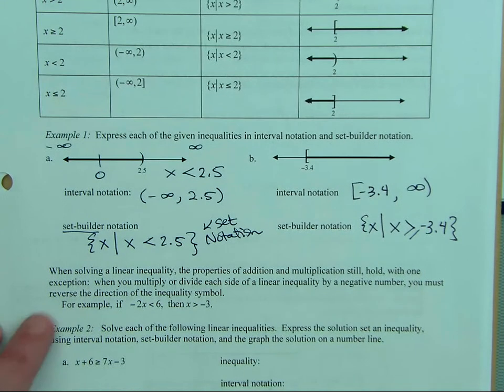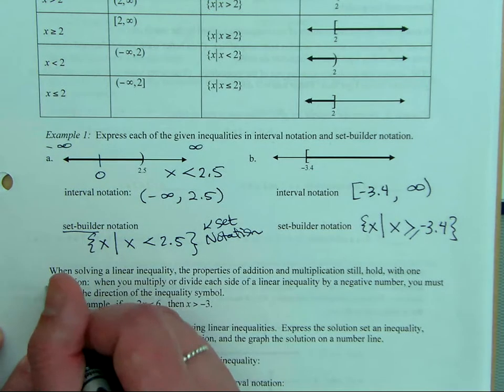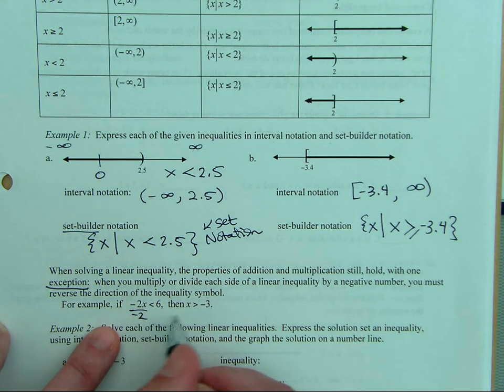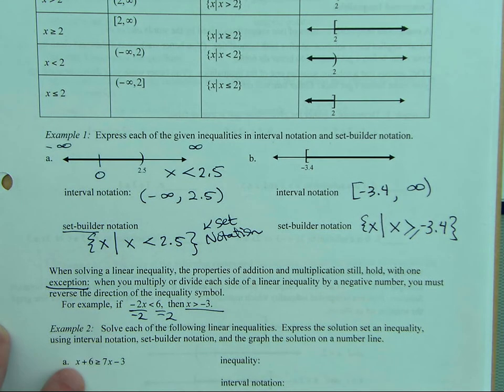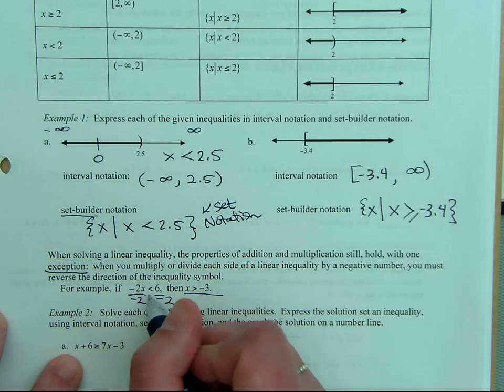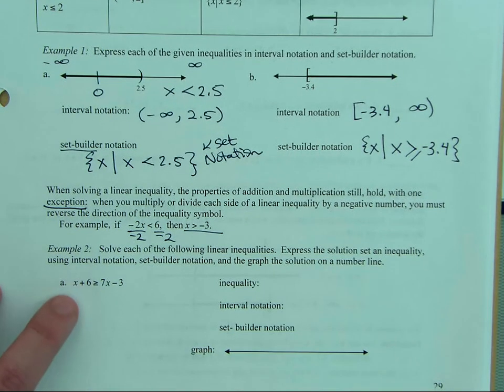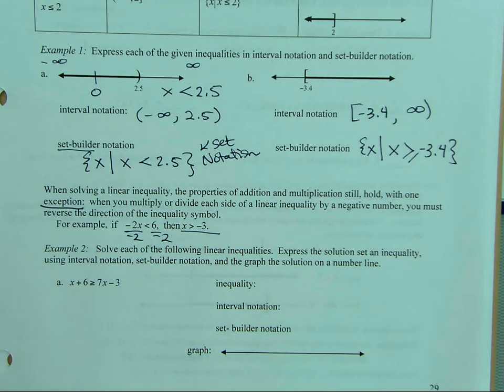Okay, so solving inequalities works exactly like solving equations. Does anybody know the one exception? Well, if you divide by a negative, you have to flip the inequality. So when we divide both sides by negative 2, that's where we get x is greater than negative 3, because we're flipping the inequality whenever you divide by a negative. Okay, so let's just recall how we would solve this inequality, and then we're going to display our answers using the inequality, the interval, set builder notation, and then on the graph.